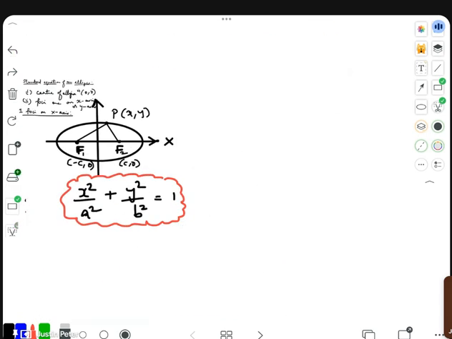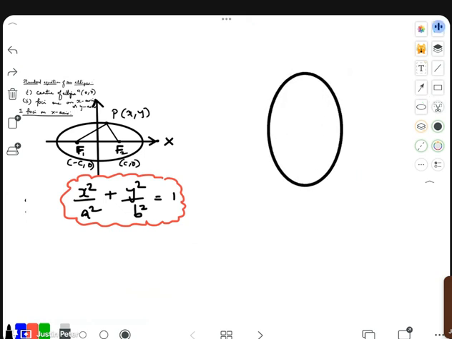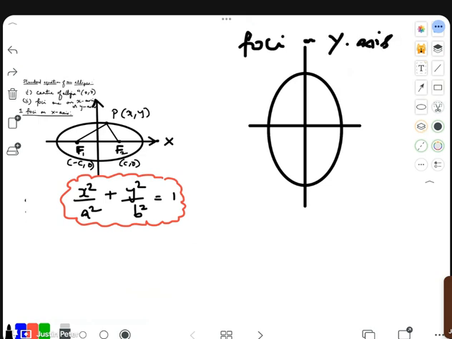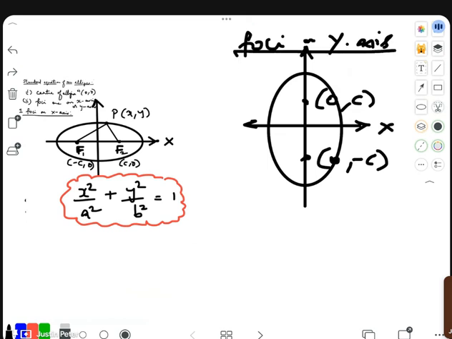On the other hand, if you have an ellipse whose foci are on the y-axis, what will be the foci here? 0 comma c and 0 comma minus c. Right? The foci are along the y-axis.